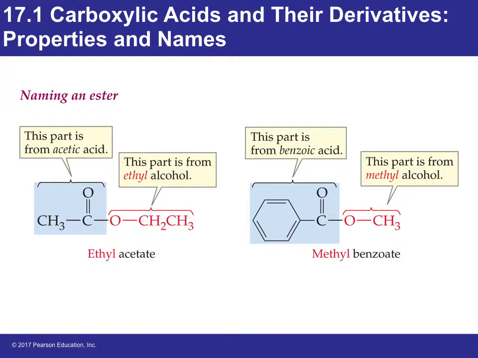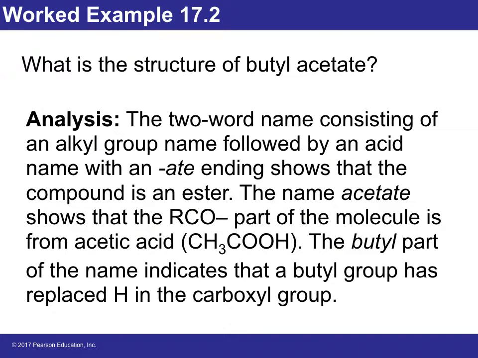I won't ask you too many questions about this, but you may be asked to find the structure of an acetate such as butyl acetate. Again, a two-word name consisting of an alkyl group name followed by an acid name with the -ATE ending shows that the compound is an ester. The name acetate shows that the RCO part of the molecule is from acetic acid, CH3COOH. You should know the acetic acid formula.